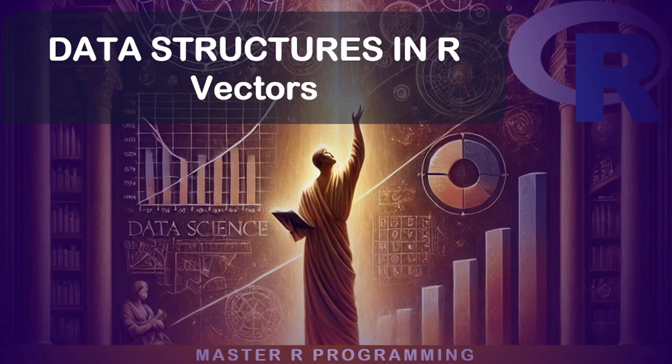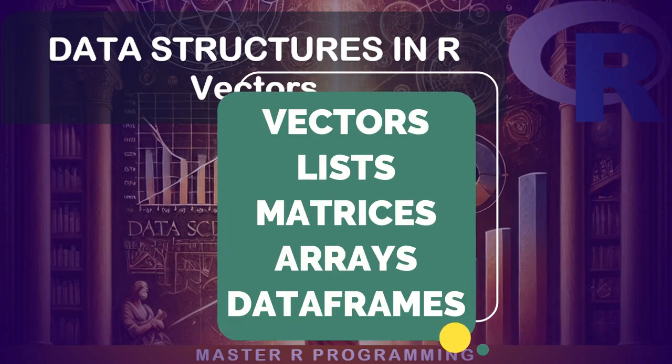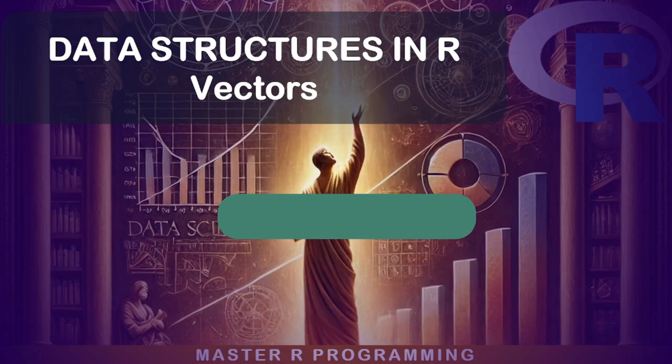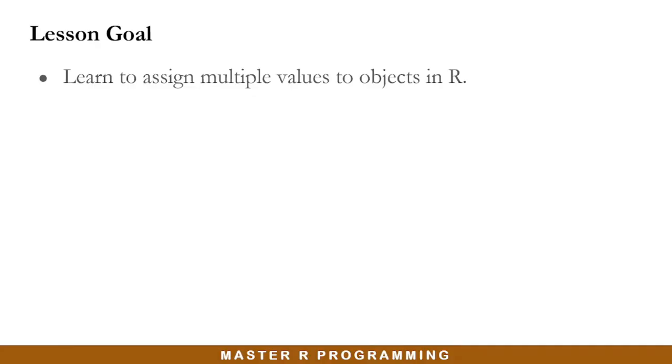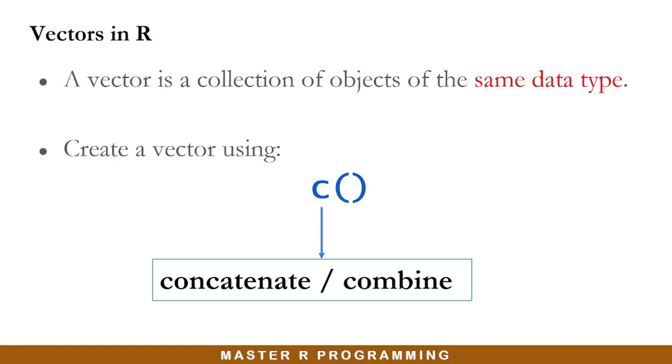Hello everyone. In this lesson, we are going to learn about vectors as one of the data structures in R. The five basic data structures in R include vectors, lists, matrices, arrays, and data frames. So by the end of this very lesson, you will learn how to create vectors and assign multiple values to objects in R. A vector is a collection of objects of the same data type.